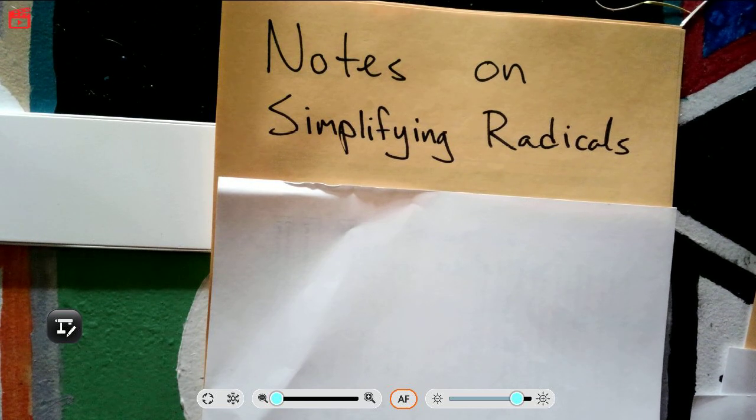As we work through these notes, anytime you need to stop the video to write something down, please do so. And then just play to continue on. All right.